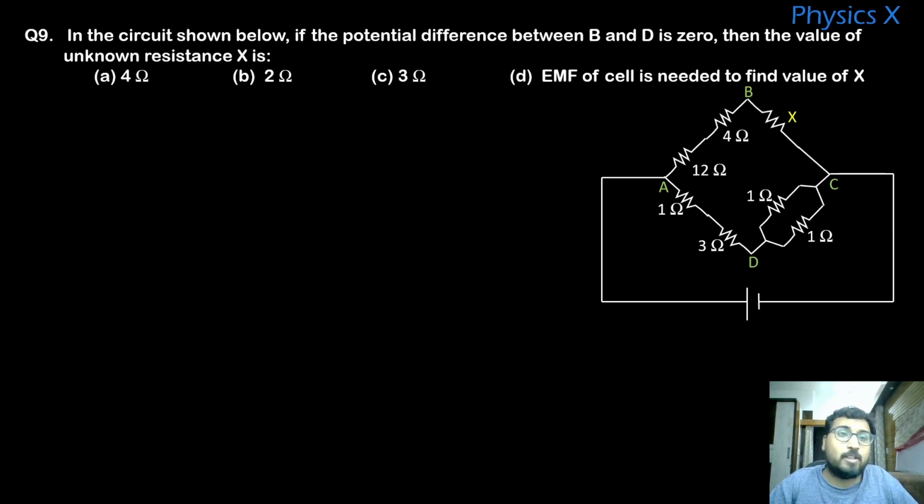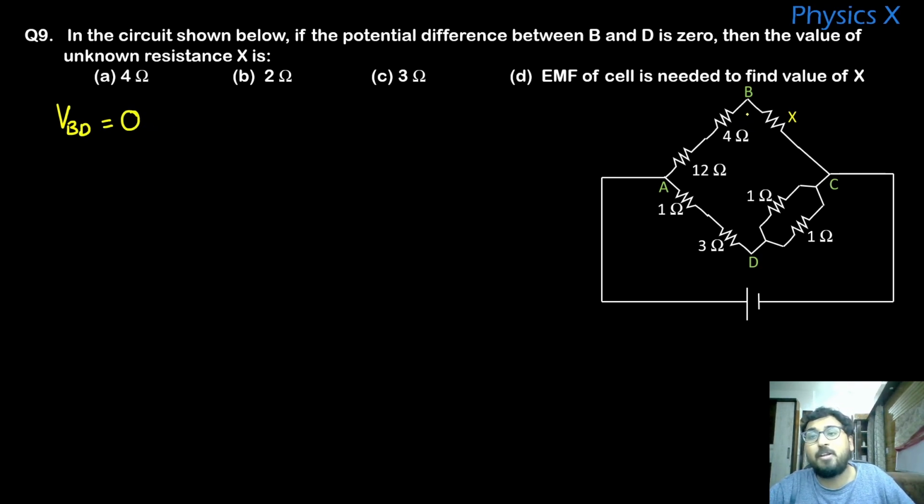So let us now see the next question. In the circuit shown below, if the potential difference between B and D is 0, then the value of the unknown resistance X is? So you can see that he is saying that VBD is going to be 0.